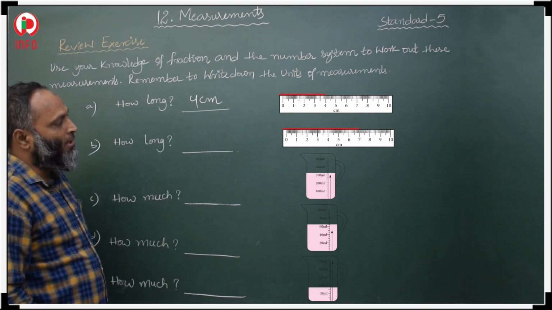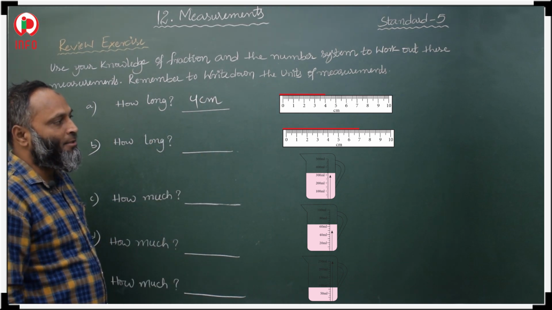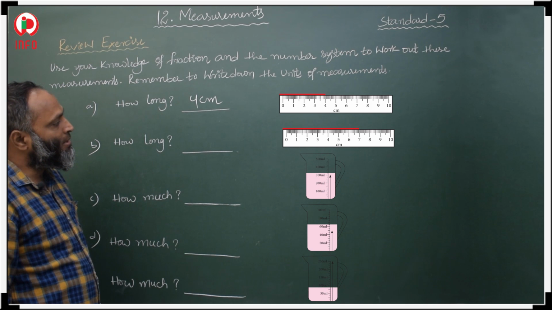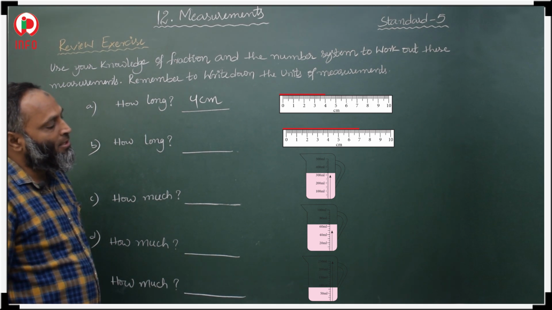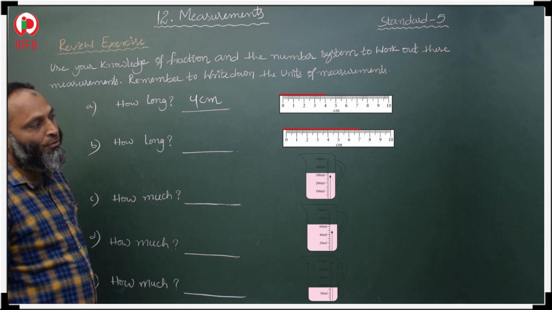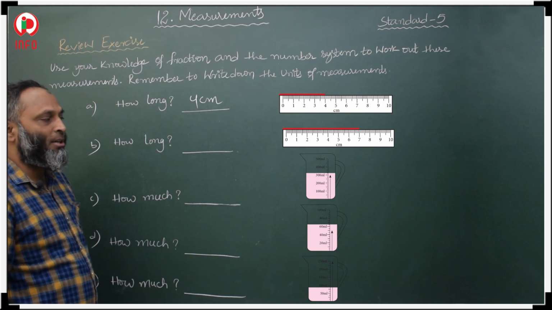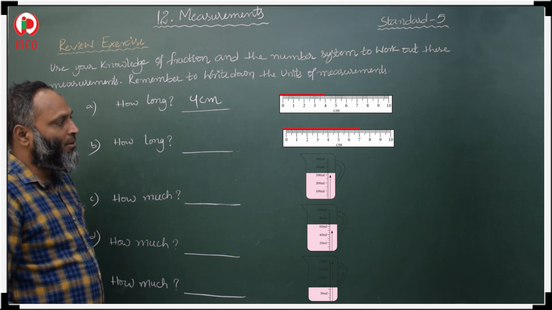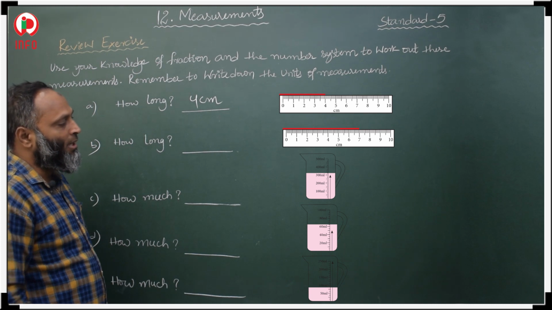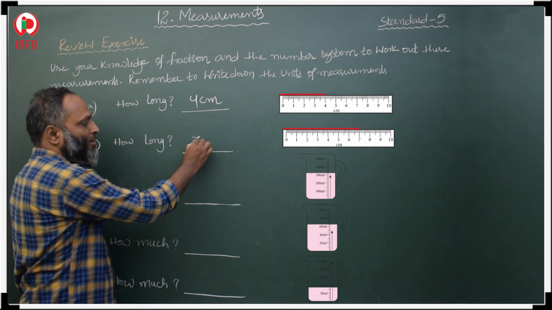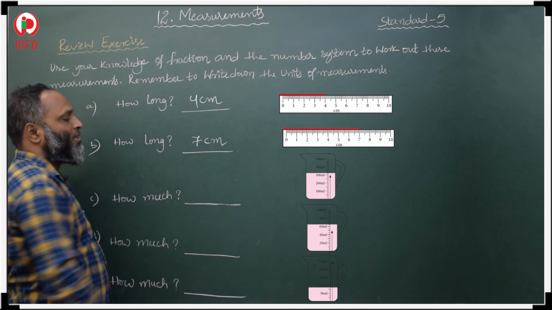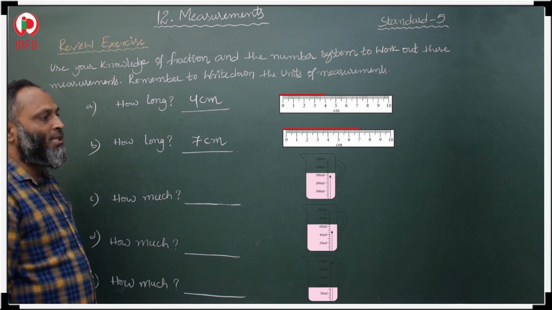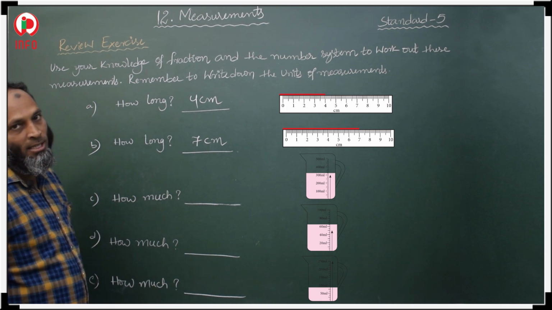In the second one, again a scale is given and the red line is marked from 0 to 7. Before, in the previous sum, the red line was marked from 0 to 4, which means 4 centimeters. In the next scale the red line is marked from 0 to 7, so the length of the line is 7 centimeters. This is about how long it is, and since a centimeter scale is given, the length of the line is in centimeters.